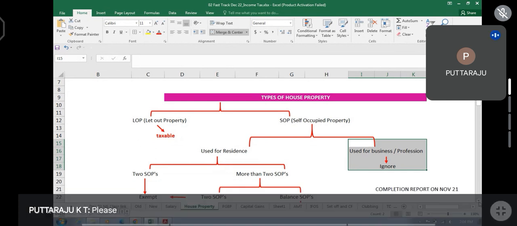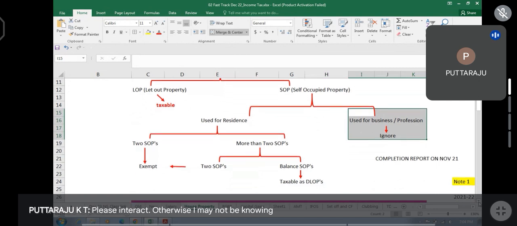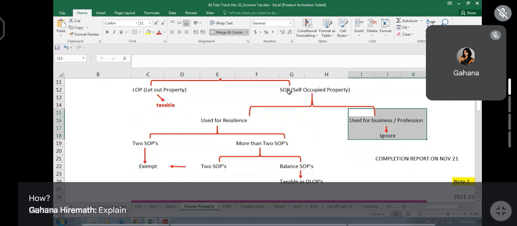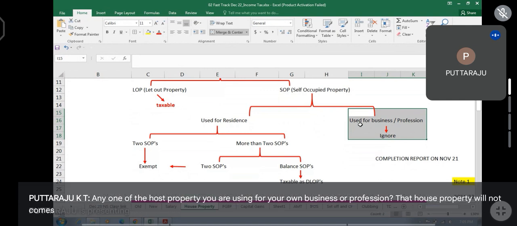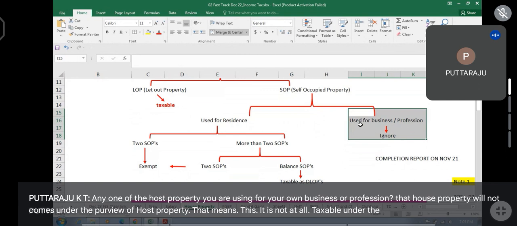Please interact, otherwise I may not be knowing. There are a few things you need to understand in this. Okay? Sir, can you explain again? If you have 2 or more house properties and any one of the house properties you are using for your own business or profession, that house property will not come under the purview of house property. That means it is not at all taxable under the head house property.